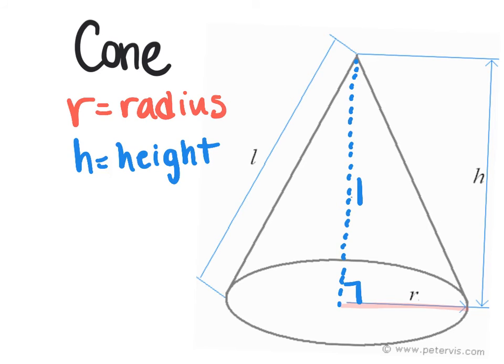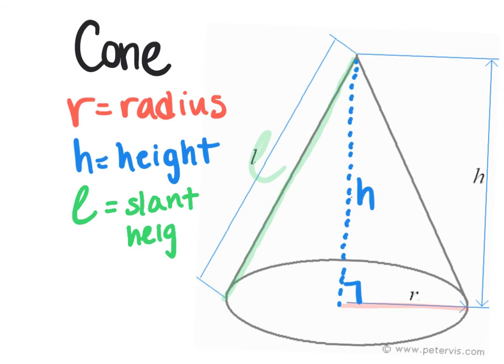And we also have our slant height, like we had for our pyramid. So L is the slant height. And we realistically have 2 radii at that base. I have the radius that goes in this direction, and I also have a radius which extends here.